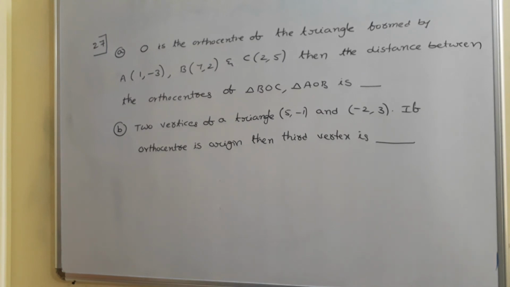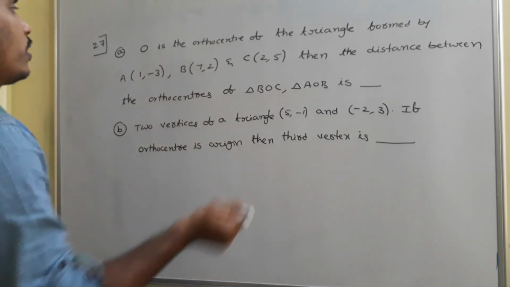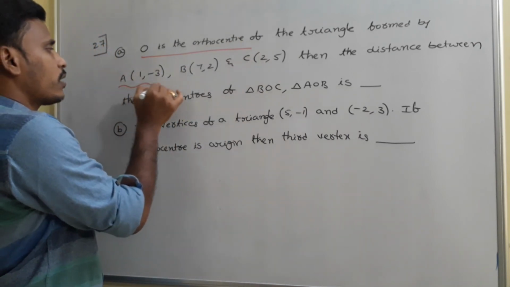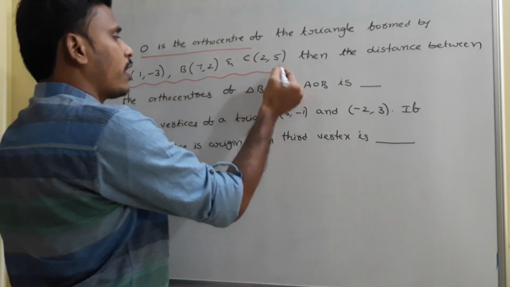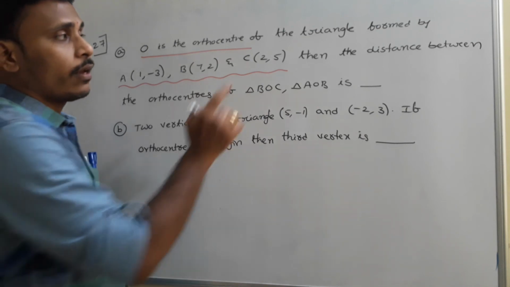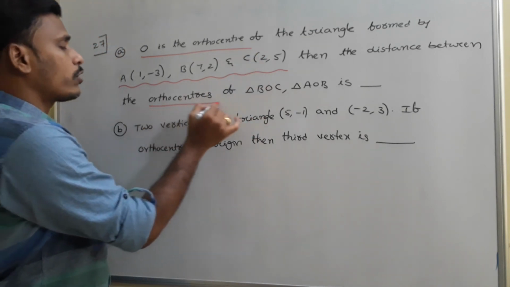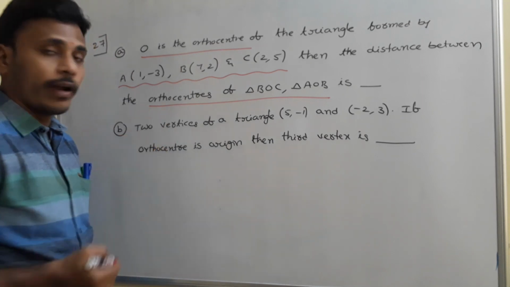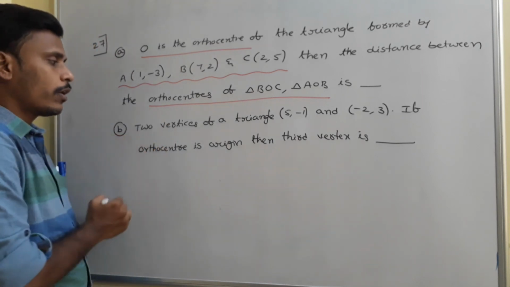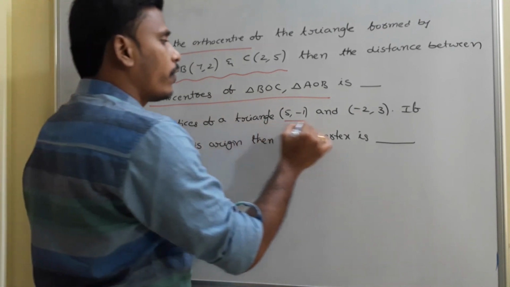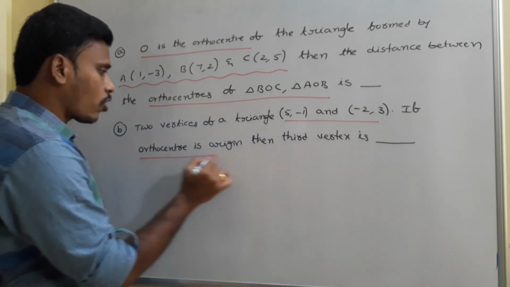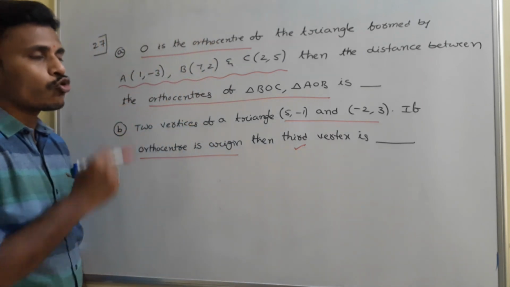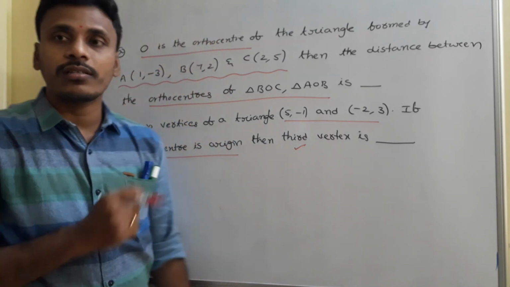Let us look at the problems. O is the orthocenter of the triangle formed by the vertices A (1, -3), B (7, 2), C (2, 5). Then we need to find the distance between the orthocenters of triangle BOC and triangle AOB. In the next problem, two vertices of a triangle are given. If the orthocenter is the origin, we need to find the third vertex. For these two problems, one particular logic is helpful.